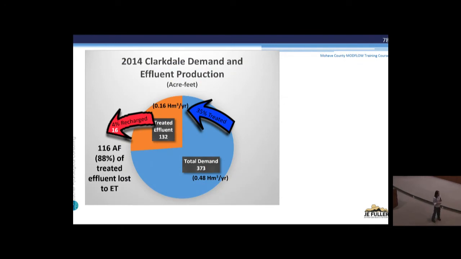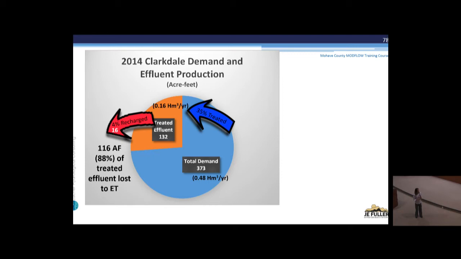And so that took a bunch of time to sort through their numbers for their community water budget. Basically, we knew they were pumping out about 373 acre-feet per year for demand. Of that, about 132 acre-feet were coming to the treatment plant for treatment. And of that, about 88%, 116 acre-feet, were being evaporated. And that left only about 16 acre-feet for recharge. So 4% of their effluent was being recharged.